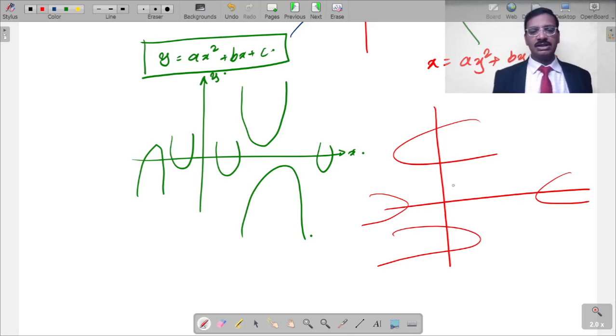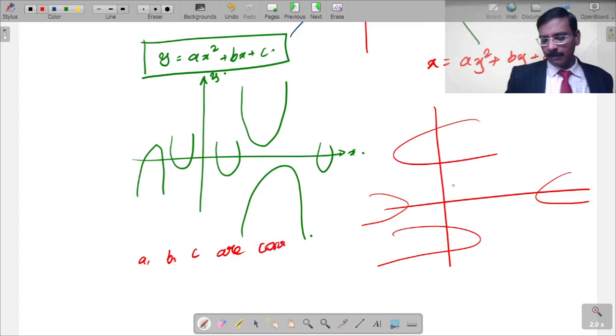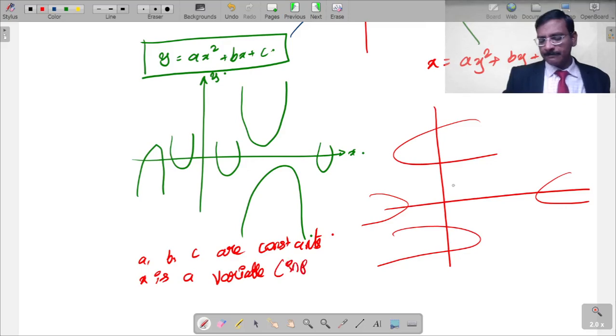If it is y is equal to x square plus bx plus c, the same shape is tilted either to the right side or to the left side if the equation is x is equal to ay square plus by plus c. Now here a, b, c are constants, and x is a variable, specifically an input variable.